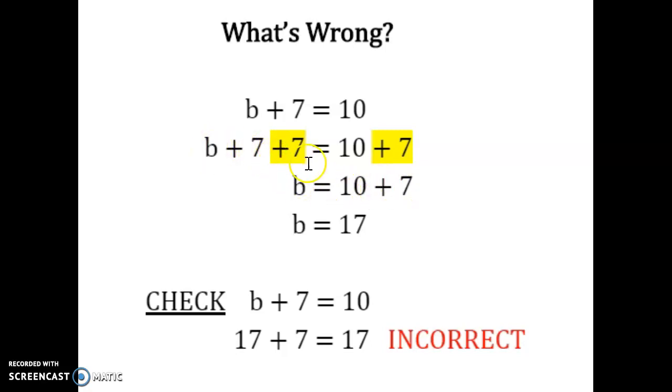Once they moved on and just kind of went through the motions here, they figured out that B was 17. When they checked and they put 17 back in, they found that that was incorrect.